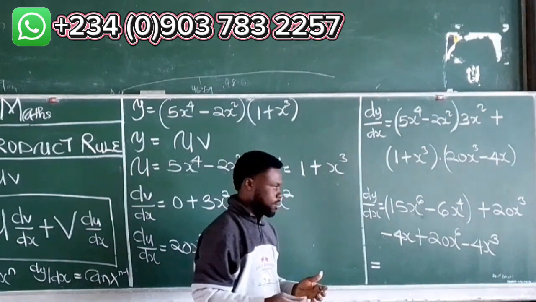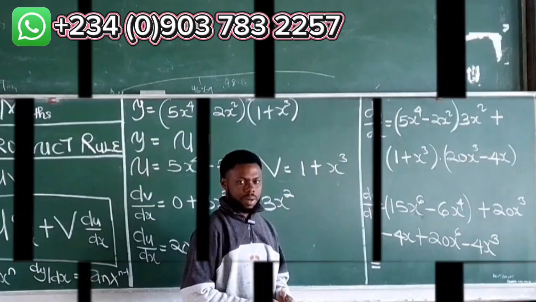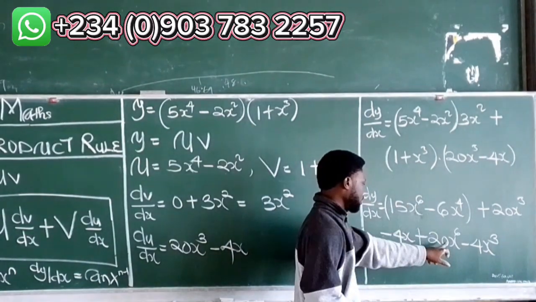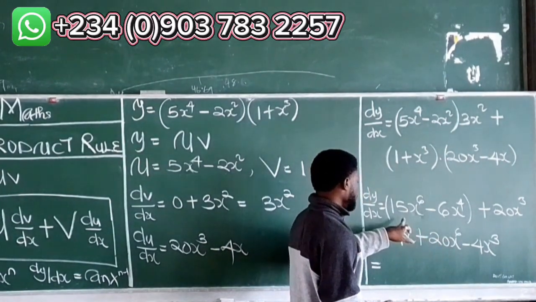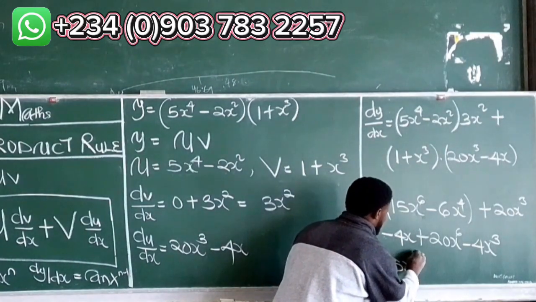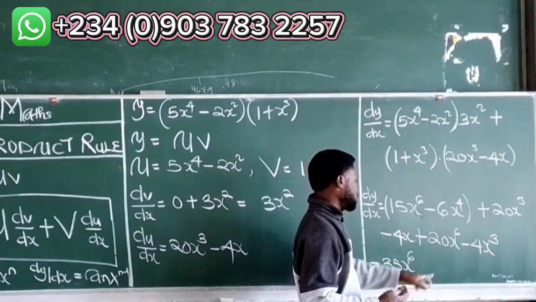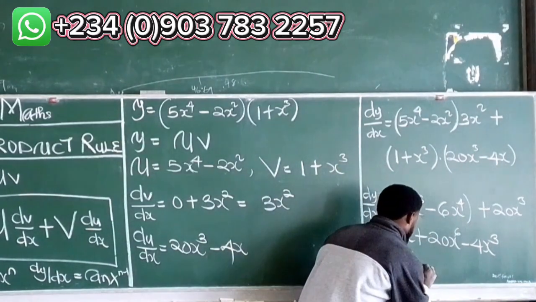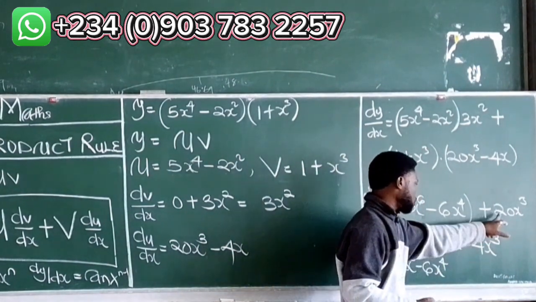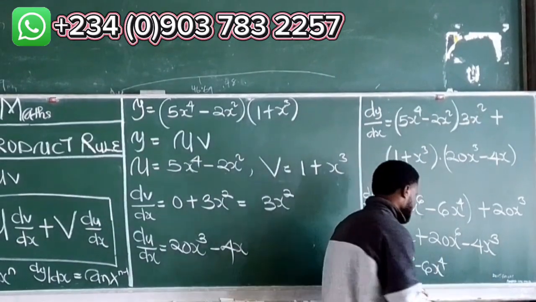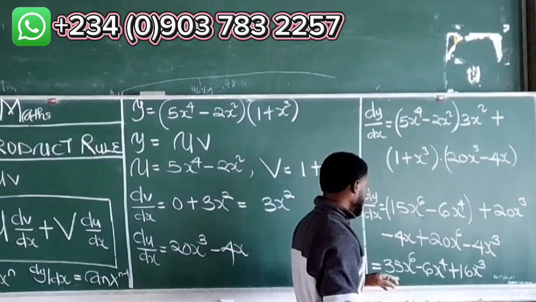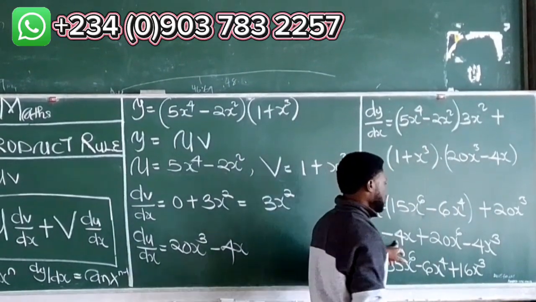So now let's expand the bracket and also collect like terms. This is x raised to the power of 6 and x raised to the power of 6. We are adding these two together, and that will give us 35x raised to the power of 6. After x raised to the power of 6, the next is power 4, so minus 6x raised to the power of 4. Again, the next is power 3: 20 minus 4 gives 16, plus 16x raised to the power of 3, and minus 4x.